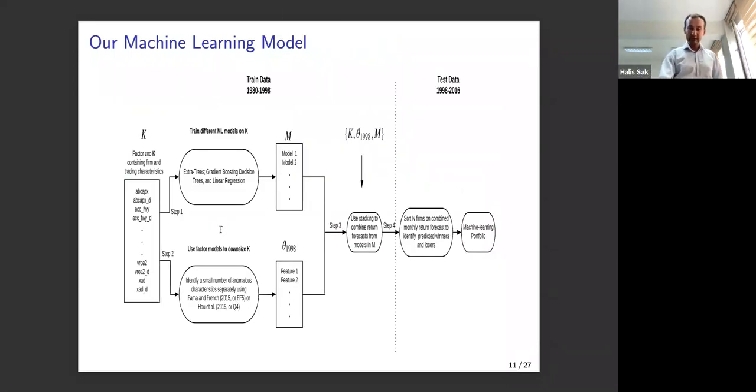How do we do that? So here in this figure, we explain: we have a factor zoo, we have 106 characteristics in total, right? And we train these different machine learning models. And here we just have 3 classes, but not necessarily 3 models, right? In the end we have different extra trees if you just keep changing the parameters. Such as, we generally train 3 different gradient boosting decision trees, okay?